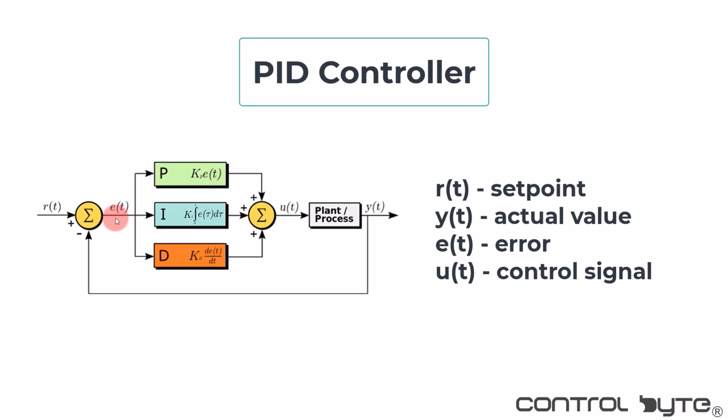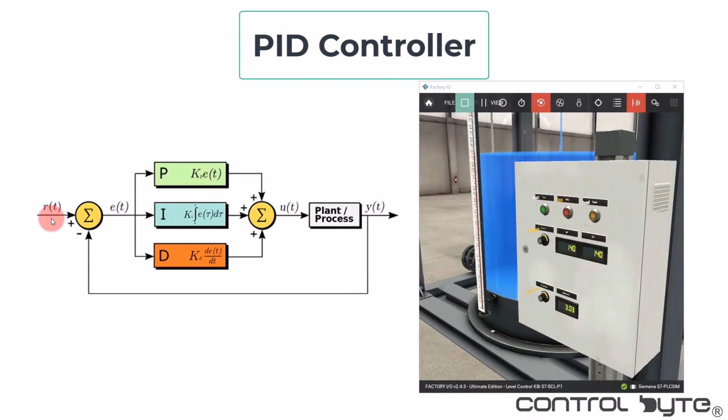In a control system, the error indicates how far the system is from the target. The controller's goal is to minimize the error. Our controller should make the actual value equal to the set point. Okay, now let's connect the signals from the diagram with the measurement and actuator elements in the Factory I/O simulation.